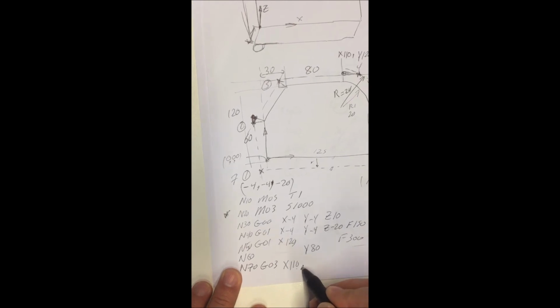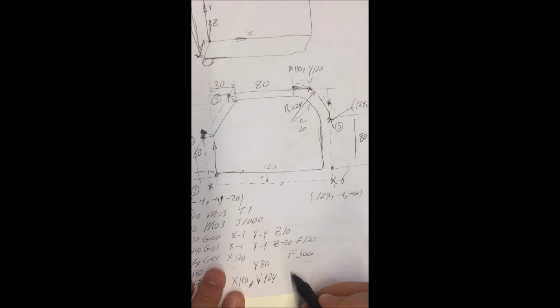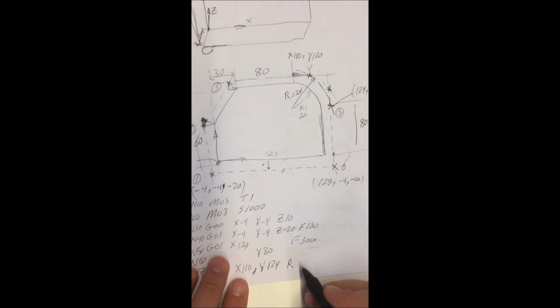The y, I don't have to put commas. The y is going to be equal to 124, and I have to follow by that the r value. I just write down the r, which is going to be equal to 24 millimeters, and then simply we can continue doing the cutting until we finish the whole profile.